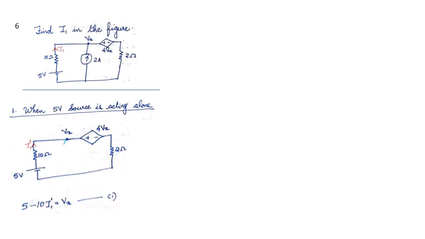Vx is the potential between these 2 points, these 2 terminals. Potential across these 2 terminals is 5 volt plus the potential across the 10 ohm resistor, which is minus 10 into I1 dash. So we got Vx is equal to 5 minus 10 I1 dash, which is equation number 1.